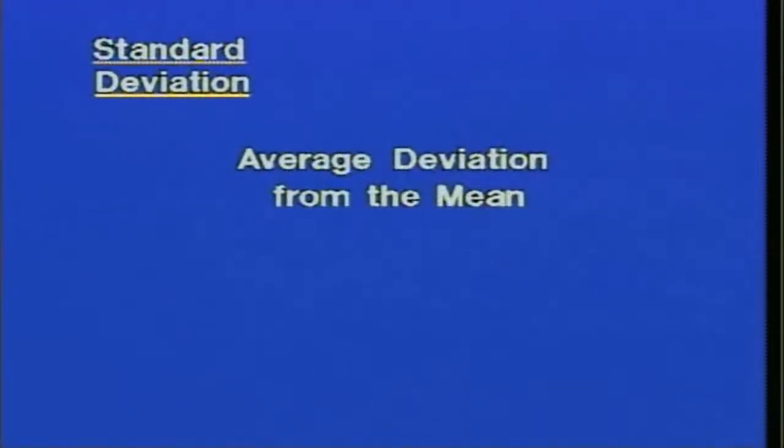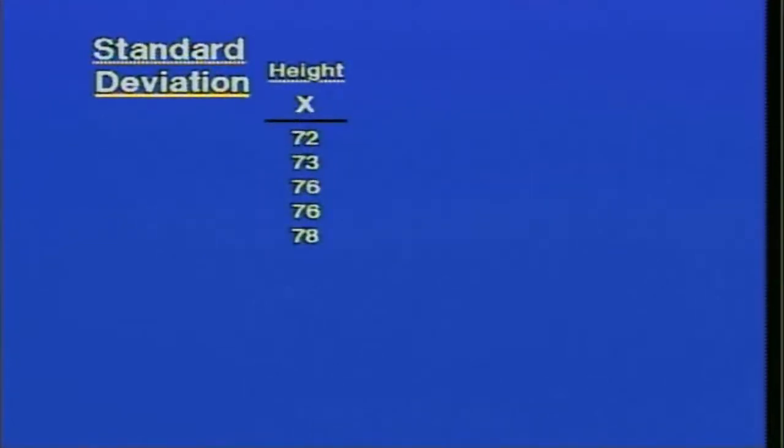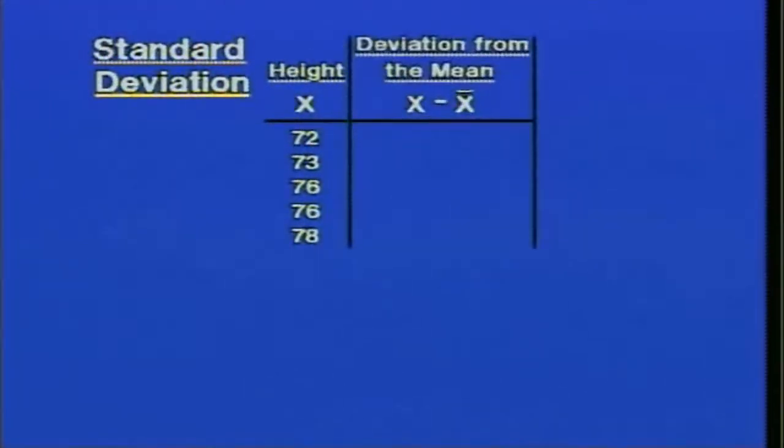Now let's talk about standard deviation. We can think of standard deviation as average deviation from the mean. This is a pretty good way to think about it when we think of the logic involved in the formula that we're going to use to calculate the average deviation from the mean. We're going to take these one team at a time. The heights of the members of team 1 are listed here, and we're going to calculate deviation from the mean.